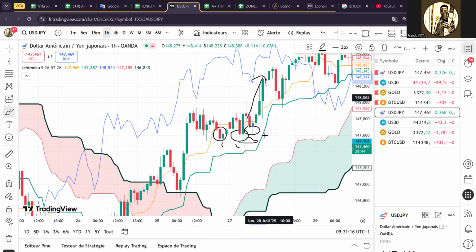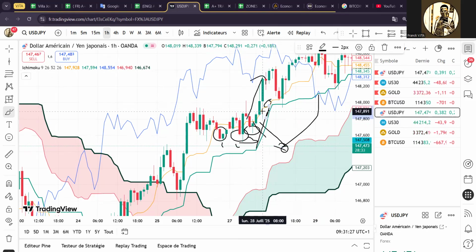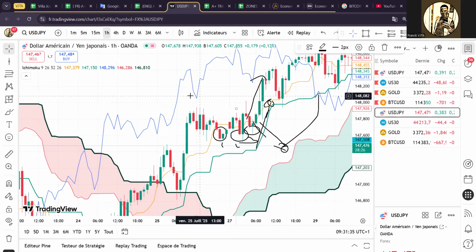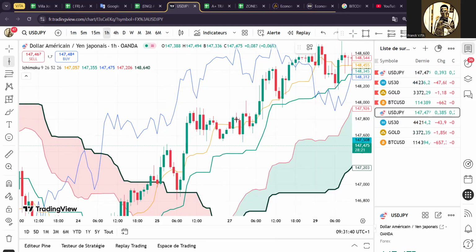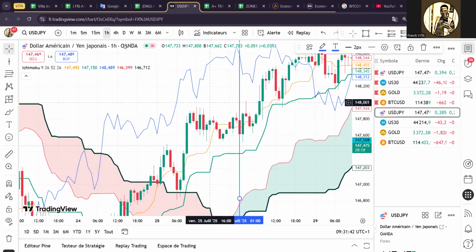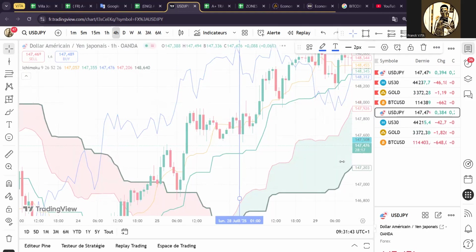It's not forced to reduce below before continuing up. The separation between Tenkan and Kijun can reduce just here above. How do you know that? You literally just take a vertical line.